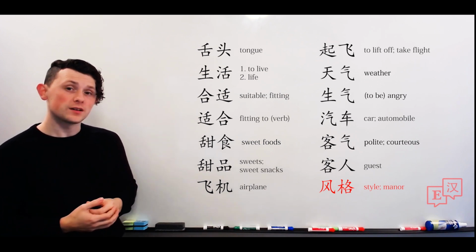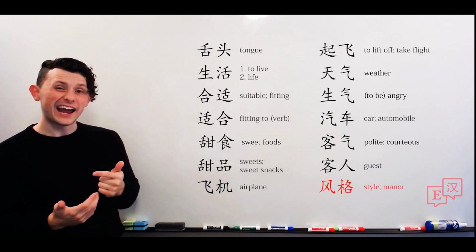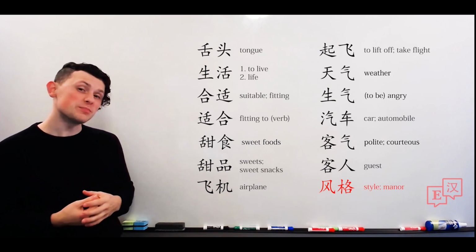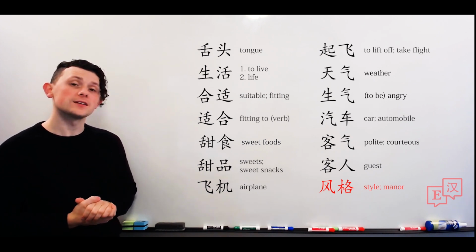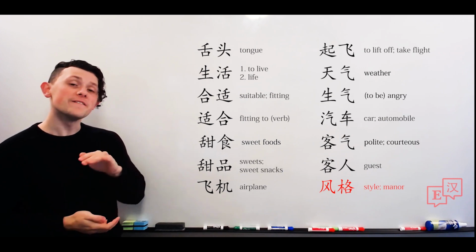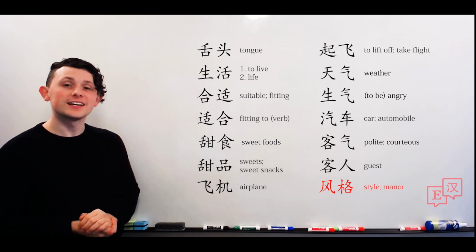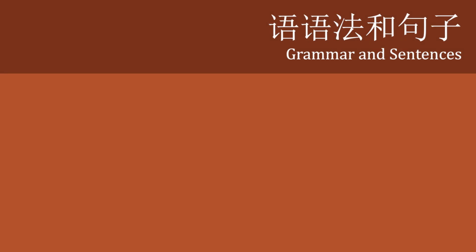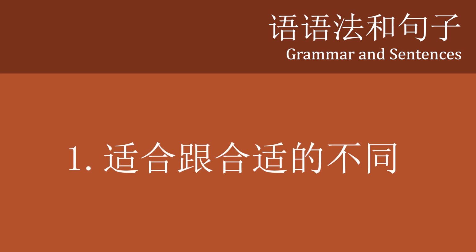So the air and style, wind and style rather, this word means a person's individual style or preference. This could refer to clothing, hair, the manner with which they speak, any number of things. Style. 风格. That is all for our words. For today's grammar and sentences, we will be talking about the difference between 适合, to be suitable to as a verb, and 合适, the adjective for fitting or appropriate.